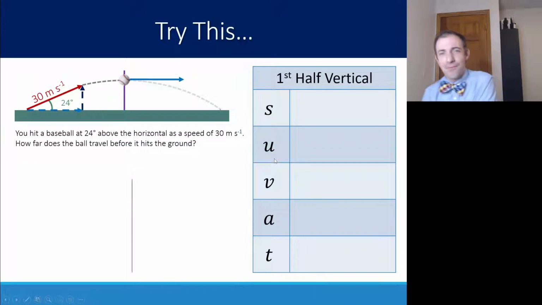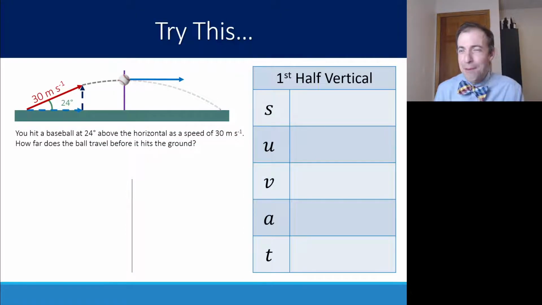All right. As promised, let's look at one more example, and we'll fly through it, and you can look at the completed result at the end and pause as you need to see that final. So you hit a baseball at 24 degrees above the horizontal at a speed of 30 meters per second. How far does the baseball travel before it hits the ground? That's ultimately the thing I'm trying to answer for.